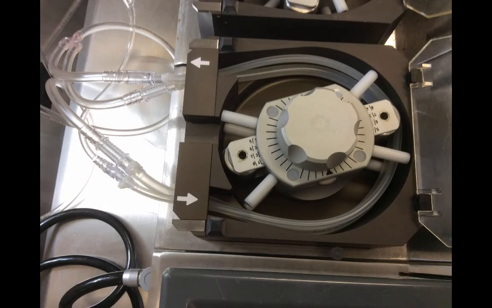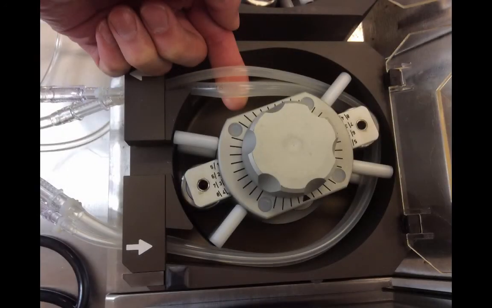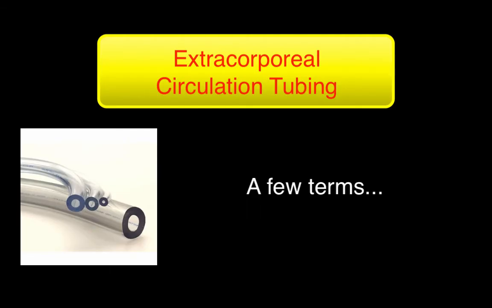In certain clinical applications, it is common for perfusionists to place more than one piece of tubing through the same roller head pump. These tubings may have the same or different internal diameters, but they must have the same wall thickness.